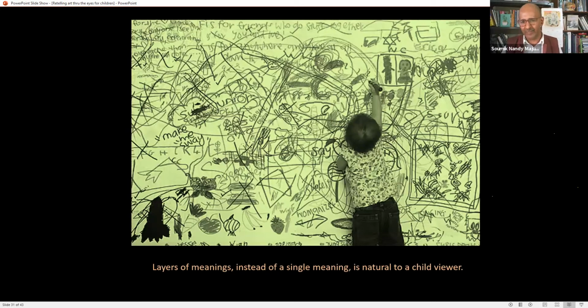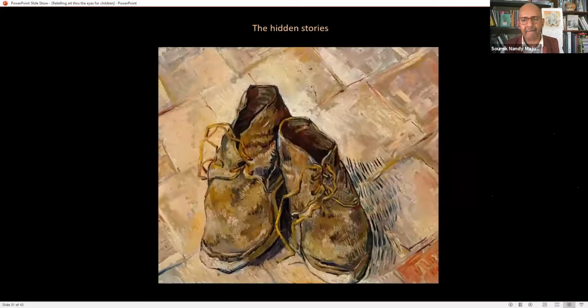After all, I'm now convinced, after having gone through hundreds of sessions over the last decade, that children are fascinated by layers of meanings. They don't go for a singular meaning. And once again, let me repeat, they in fact avoid the danger of the single meaning.